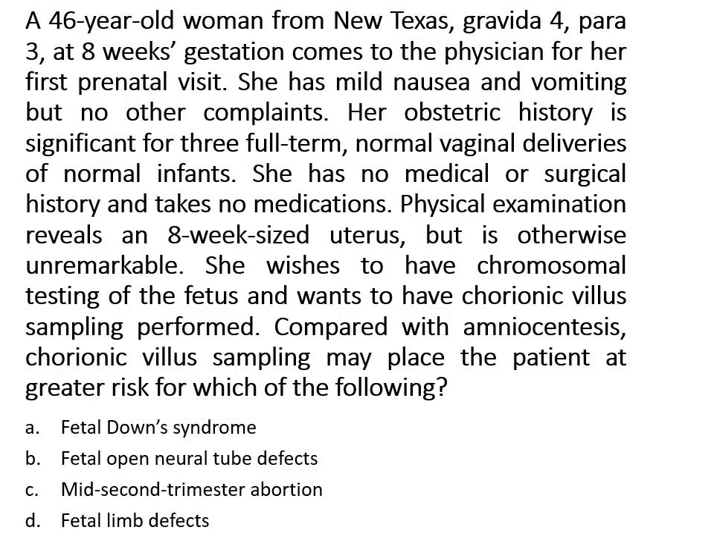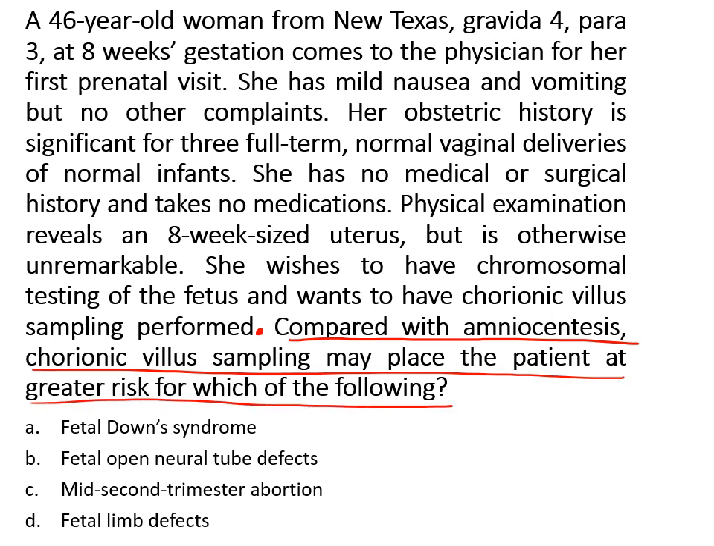This is the best example. If you read the entire question it is long, but if you follow this trick, it will really help you to solve it. The trick is, as I said, start reading from the end, that is the last sentence after your full stop. The last sentence is, compared with amniocentesis, chorionic villus sampling may place the patient at greater risk for which of the following? You get the crux of the question from this last line itself: what is the complication with chorionic villus sampling, which is more as compared to amniocentesis.